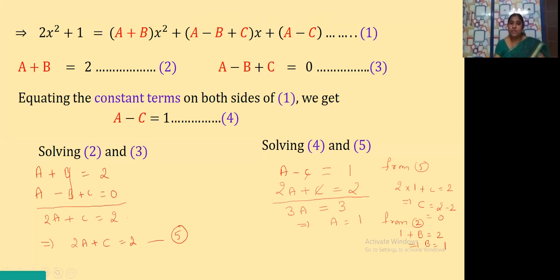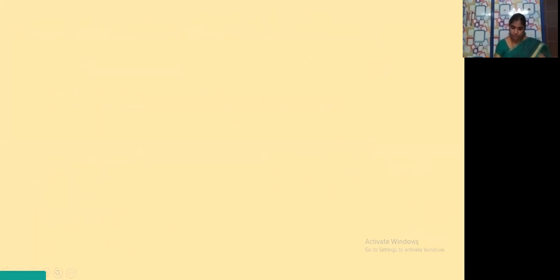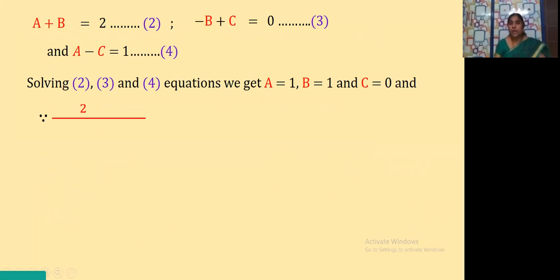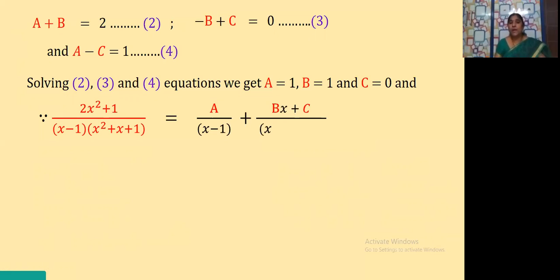So by solving these equations 2, 3, 4, what did we get, children? All the constant values we got as A is equal to 1, B is equal to 1 and C is equal to 0. So what is the equation we have? What is the equation with partial fractions? We have (2x square plus 1) by (x minus 1) into (x square plus x plus 1) is equal to A by (x minus 1) plus (Bx plus C) by (x square plus x plus 1). Okay, now this is the equation of partial fractions.